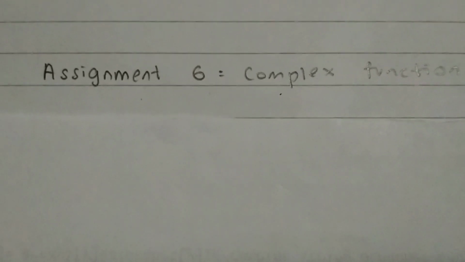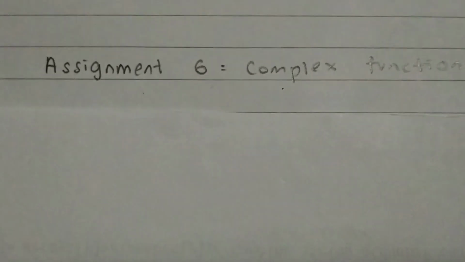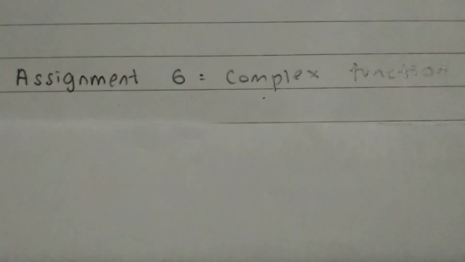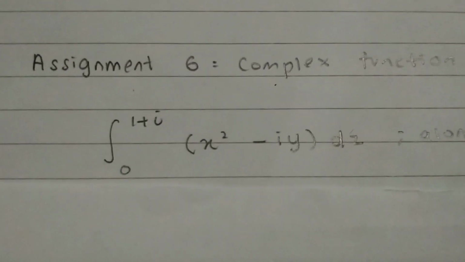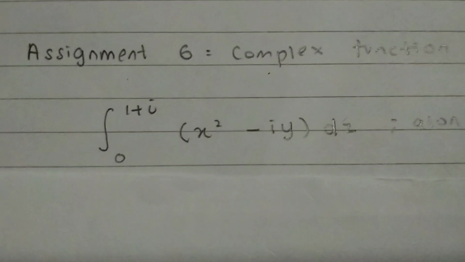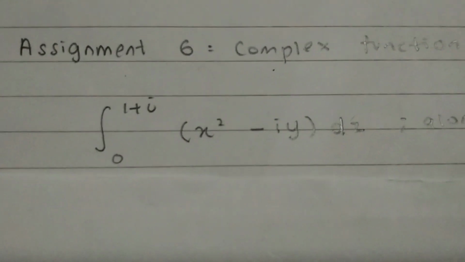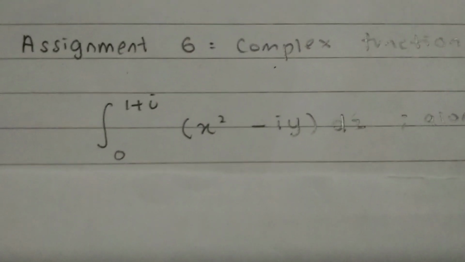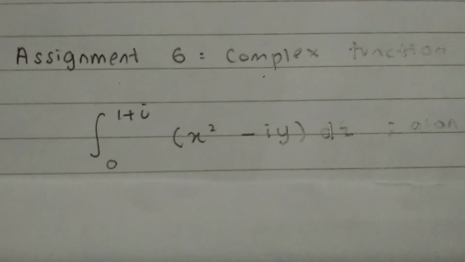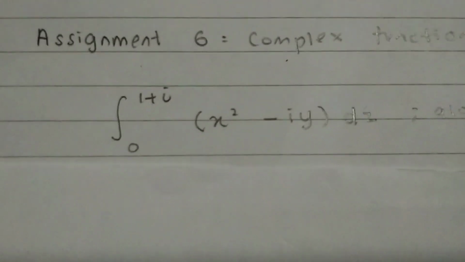So for today, I will do assignment 6, complex function. So the question is the integral from 0 to 1 of (x squared minus iy) dz, along the curve y equals x squared.